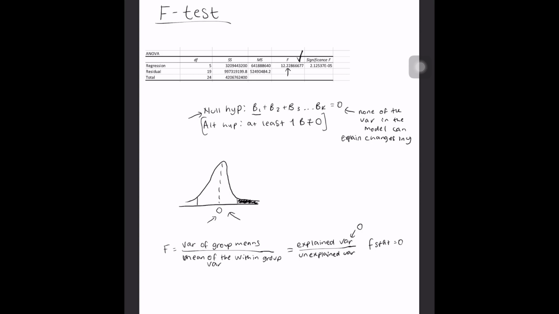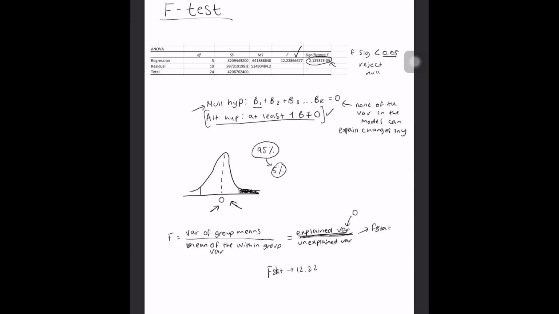In our particular case, the F stat is pretty high. It's 12.22. So right off the bat, we can say there is enough evidence to reject the null hypothesis and state that at least one of these variables has an effect on y. And not to get too much into the details of it, but we would actually compare the F stat to an F critical value.